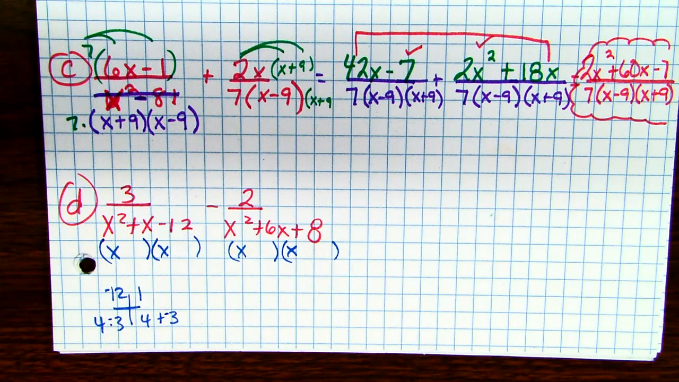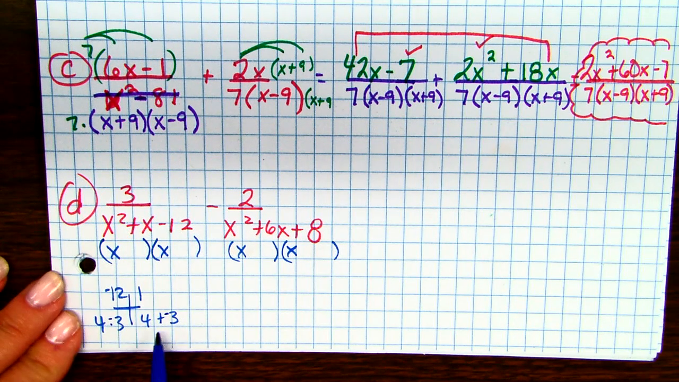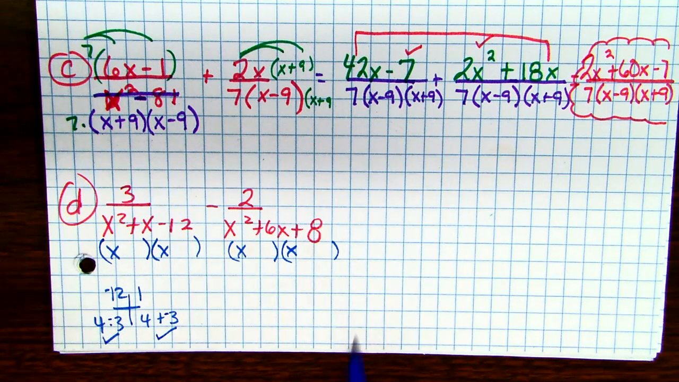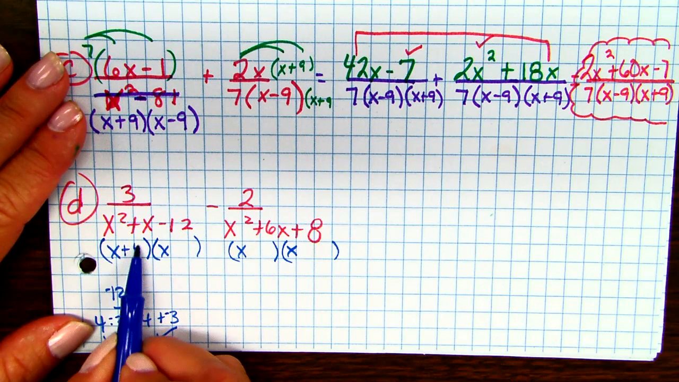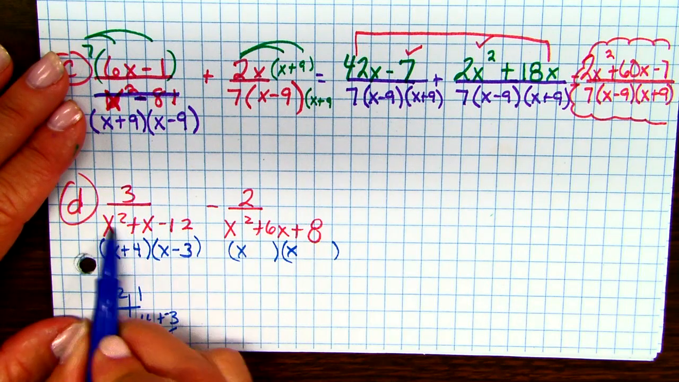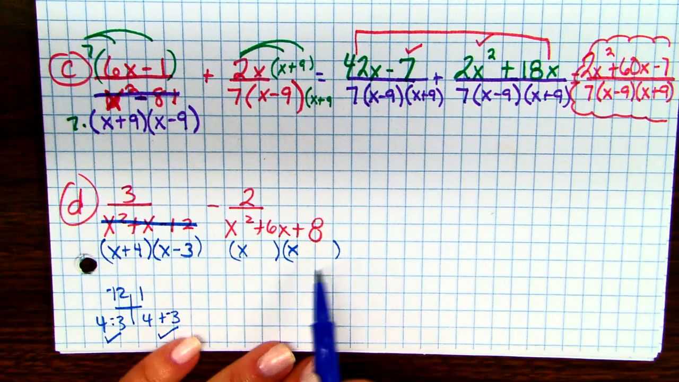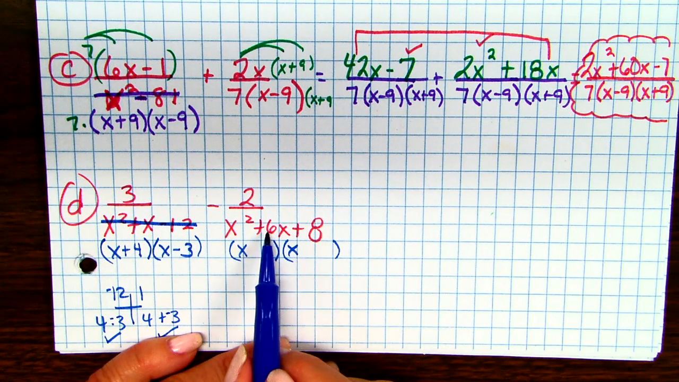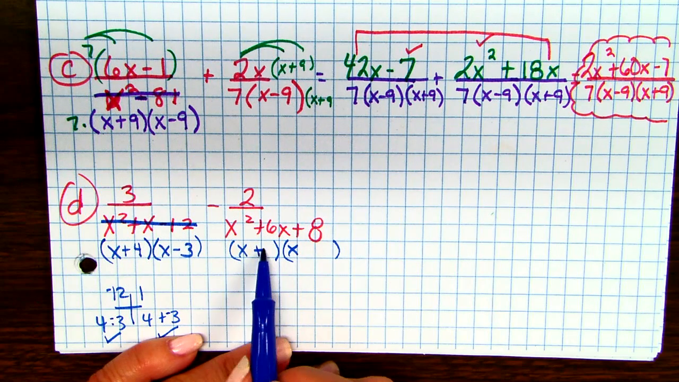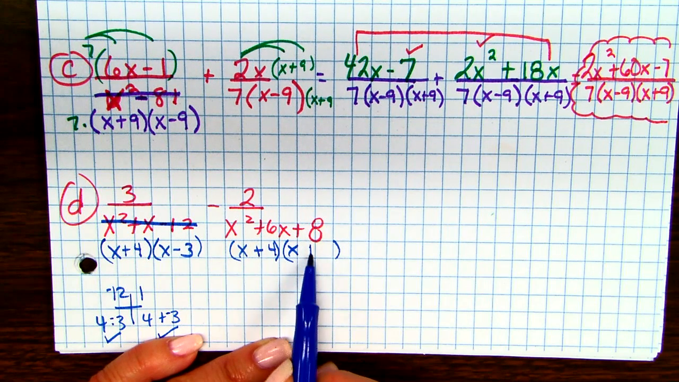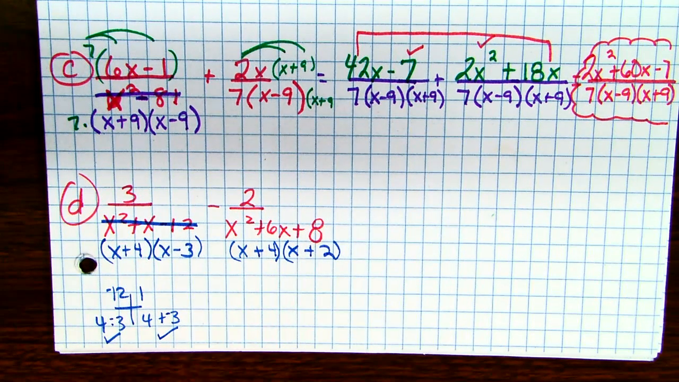Yes, it matters who gets the negative. Make sure you check it. Whatever you have in the chart has to equal what's up at the top. So it doesn't matter if you put the positive 4 first or the negative 3 first. But I'm going to cross that out. Over here, the two numbers that multiply to get 8 and add to get 6 are 4 and 2. Thank you.